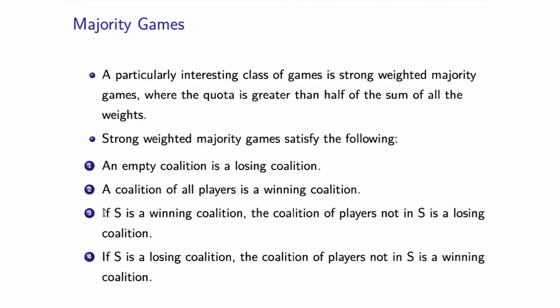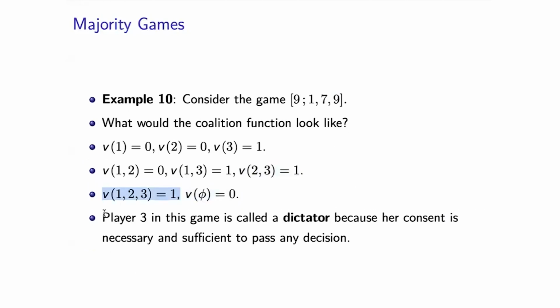It says that if S is a winning coalition, then the coalition of players not in S has to be a losing coalition, right? So let's verify that. So we can see that 1 to 3 is a winning coalition. The set of players who are not there is empty, so that is a losing coalition from here.